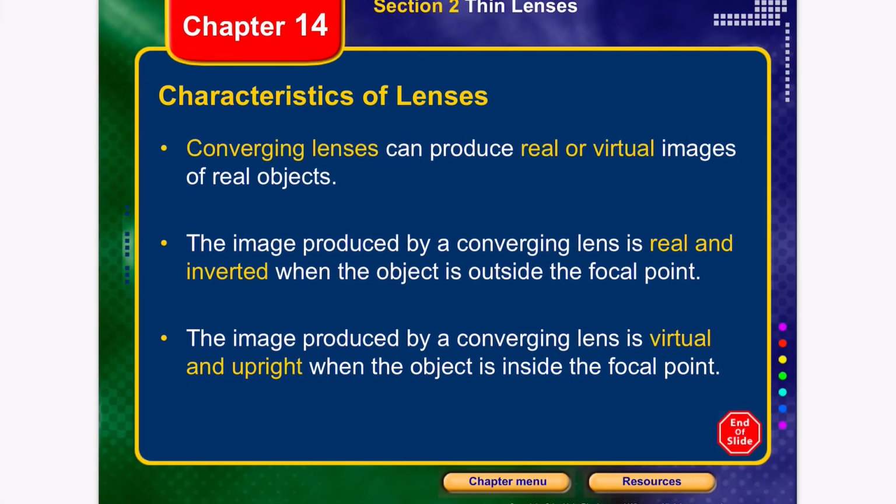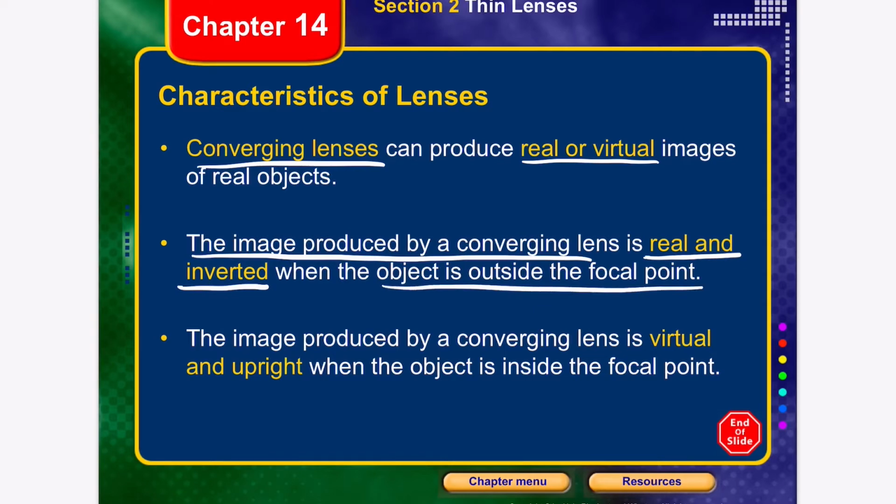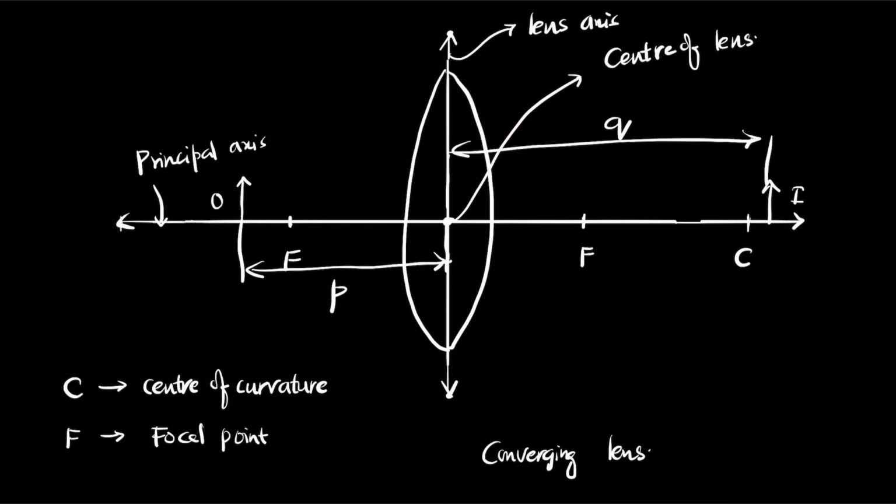What are the characteristics of converging lenses? Converging lenses can produce both real and virtual images. When the image is produced by a converging lens, it is generally real and inverted when the object is outside the focal point. So if you have the object outside the focal point, then the image is real and inverted.